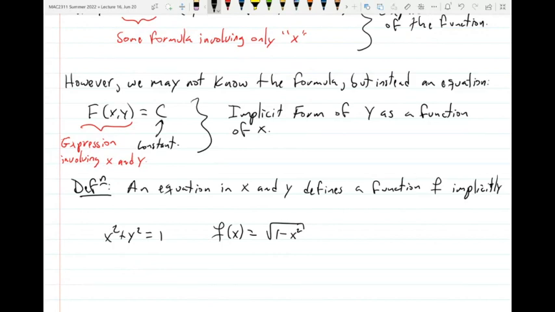What's the graph of this one? That's just half the circle, right? So if the graph of the function f coincides with part of the graph of the entire equation, the entire equation is the whole circle. A piece of it is a function. As you can see, this is a function. And because the graph of f is part of the graph of this equation, we say that f is defined implicitly by this equation. Okay?